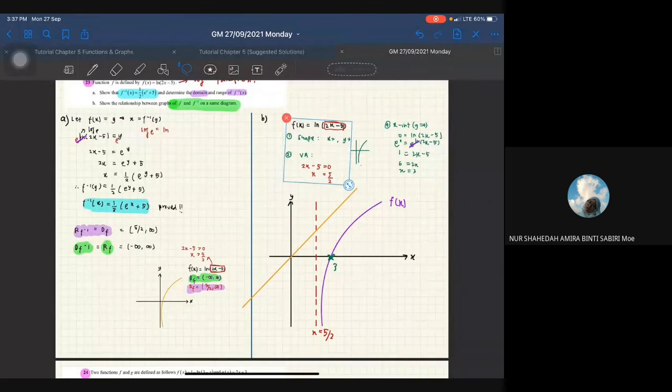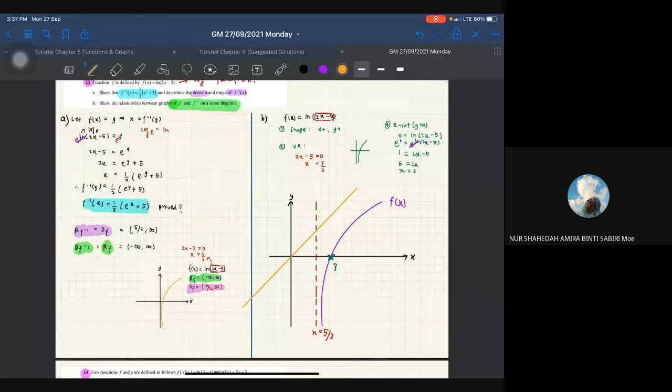Resize everything. Duduk sana sikit. Okay, settle. Alright, so sekarang ni kita ada x-intercept untuk kita punya f(x). We have x-intercept dekat sini.